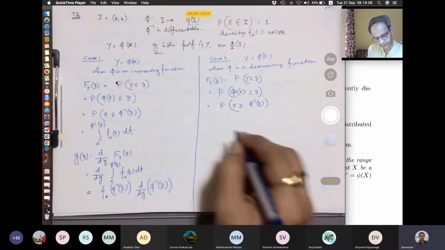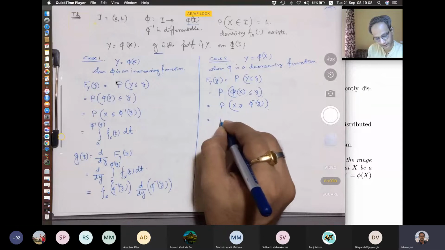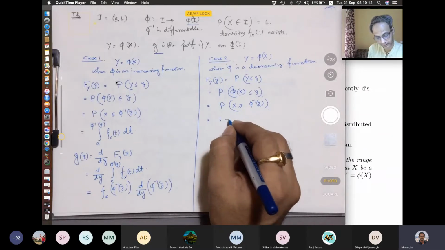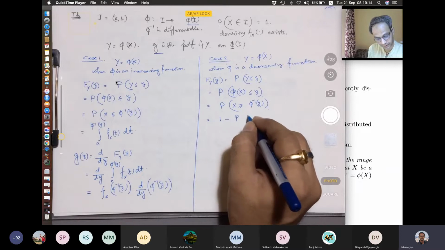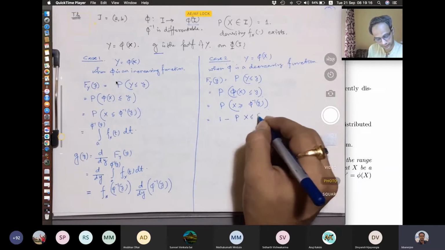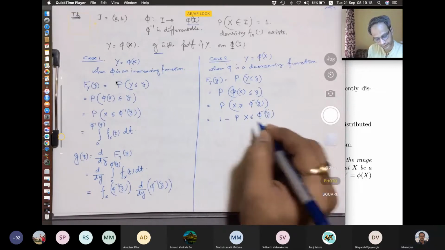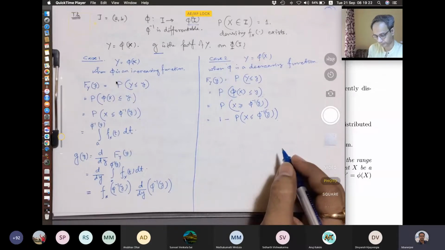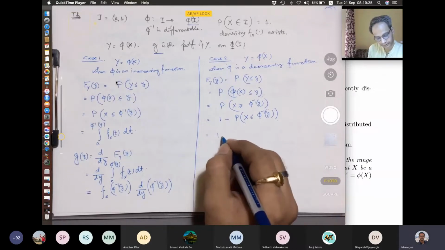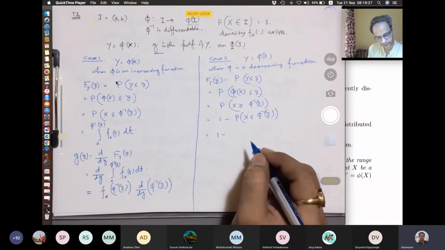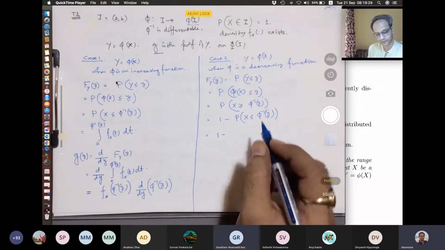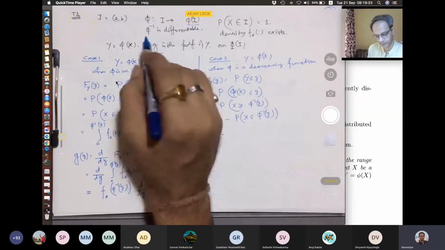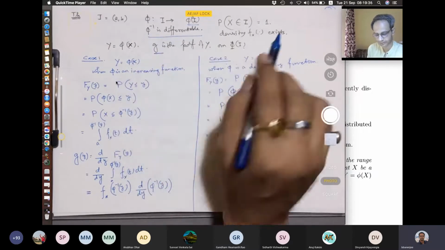Correct. That means, since it is continuous, there is no problem with that equality sign. So 1 minus probability X less than or equal to phi inverse y. Is it okay? Sir, should we use less than, not less than or equal to? Man, it is continuous. Okay, sir. All this is differentiable, all continuous. No trouble.